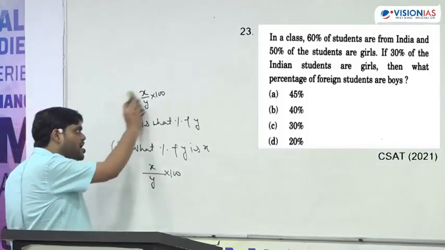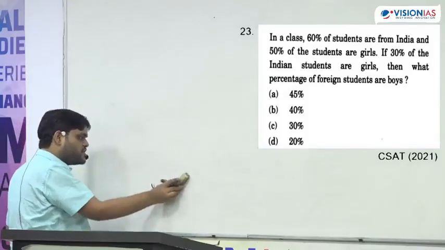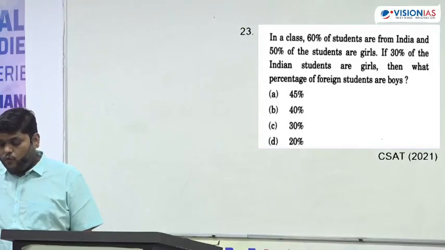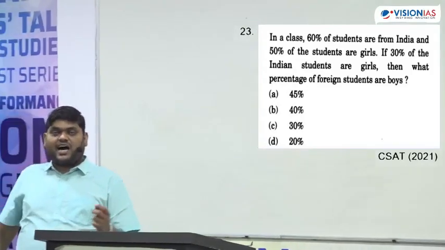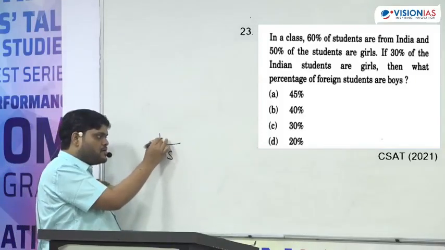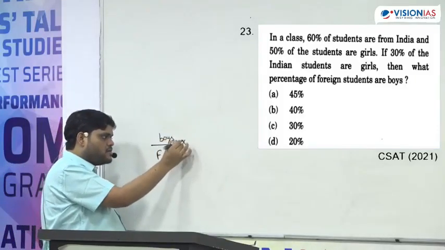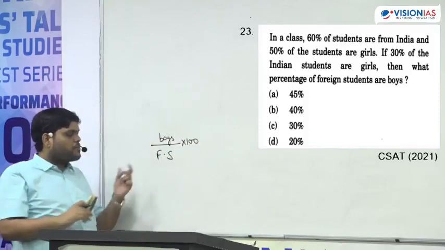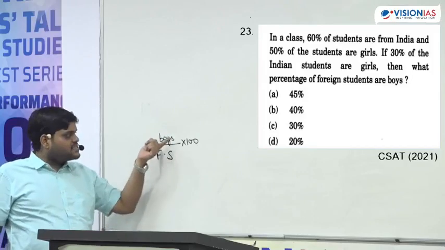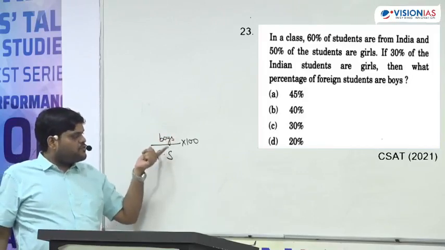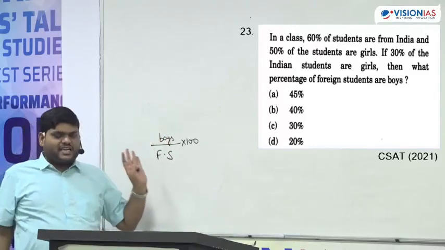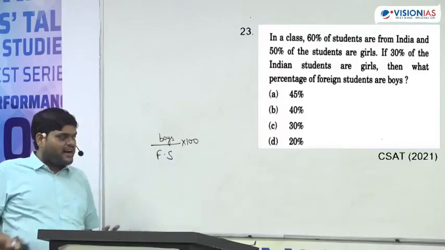Just go by the final statement of this question. The final statement is, what percent of foreign students are boys? That means what percent of Y is X? So this is a simple thing. We have to just interpret the statement and solve the question.